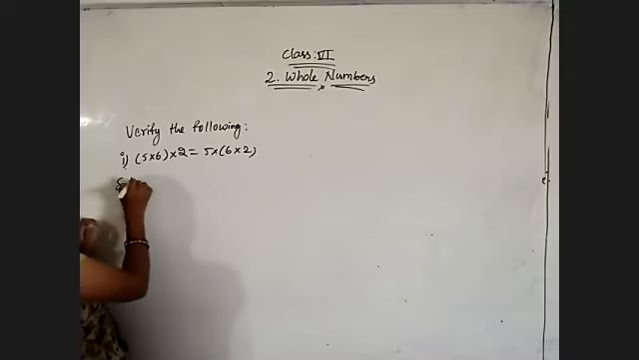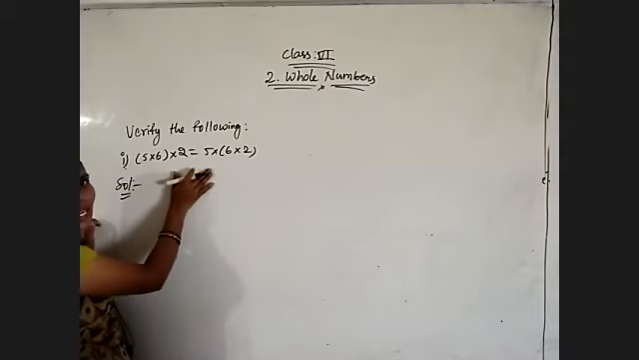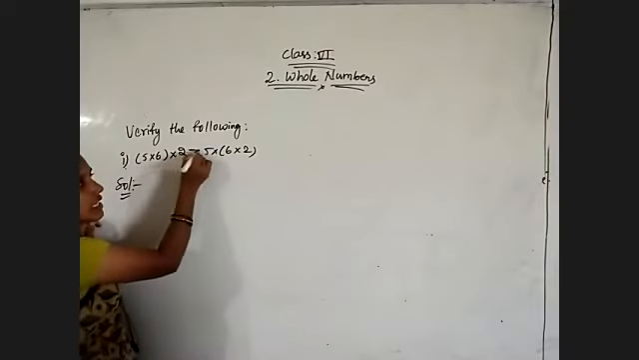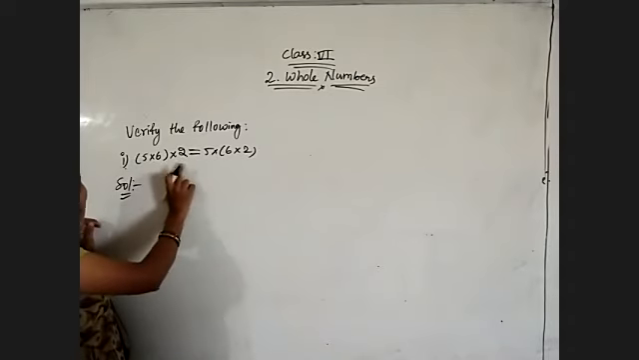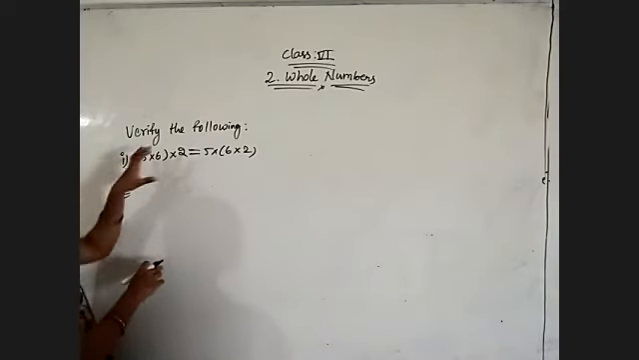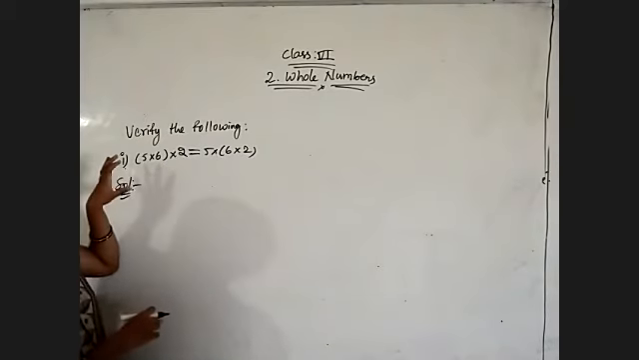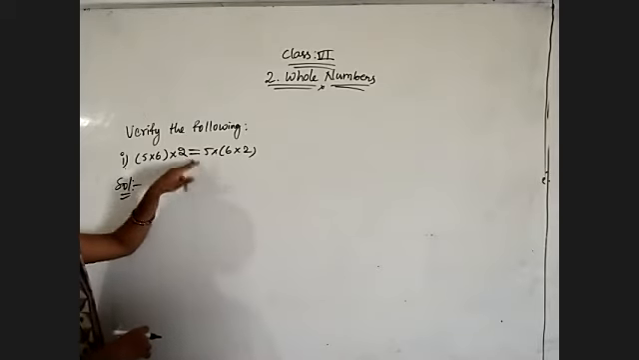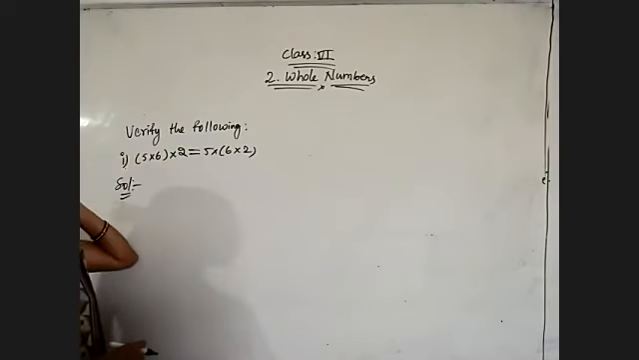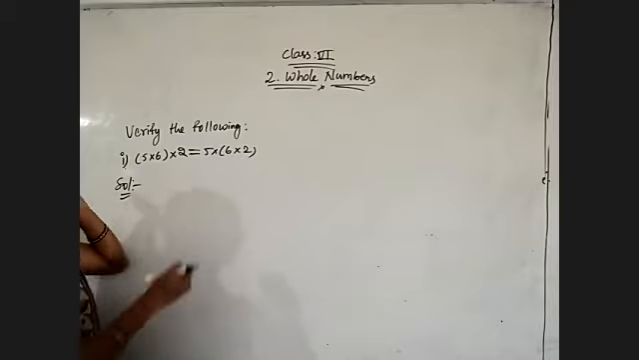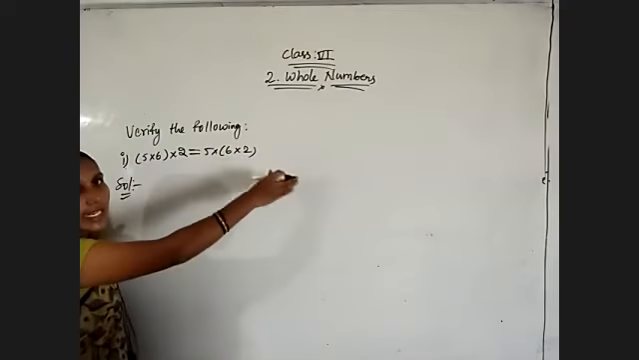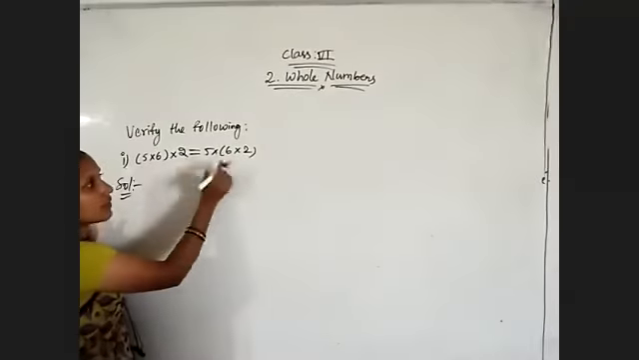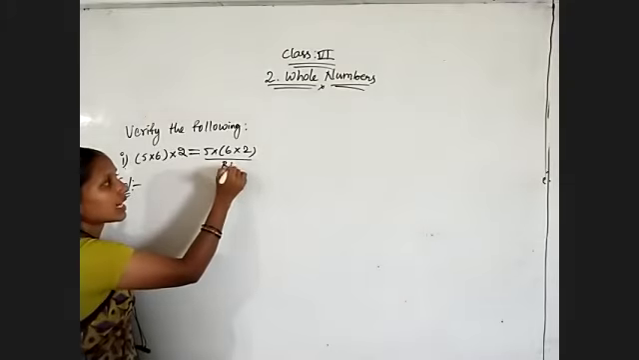Verify, it says. Verification is nothing but we need to check whether it is correct or not. So this is an equation, yes or no? Because the equal to sign is there, it is an equation. What is the left hand side of that equation? LHS of that equation is 5 into 6 into 2. Whatever lies left of equal to is the LHS of the equation. Whatever lies right of equal to is the RHS of the equation.